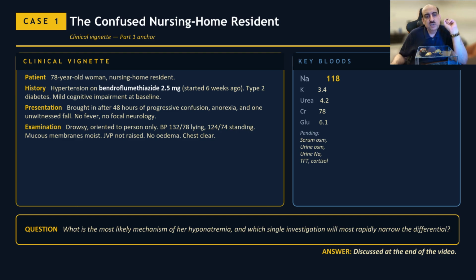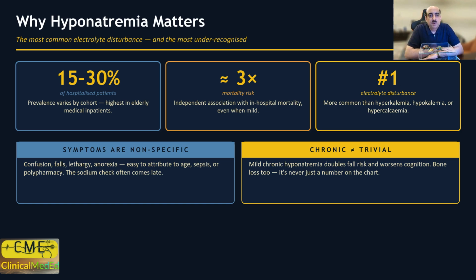Three numbers to remember: 15 to 30% prevalence among hospitalized patients, as we discussed before; roughly three times the mortality risk independent of any other underlying disease; and it's the single most common electrolyte abnormality in medicine, yet it's chronically under-recognized by most physicians.